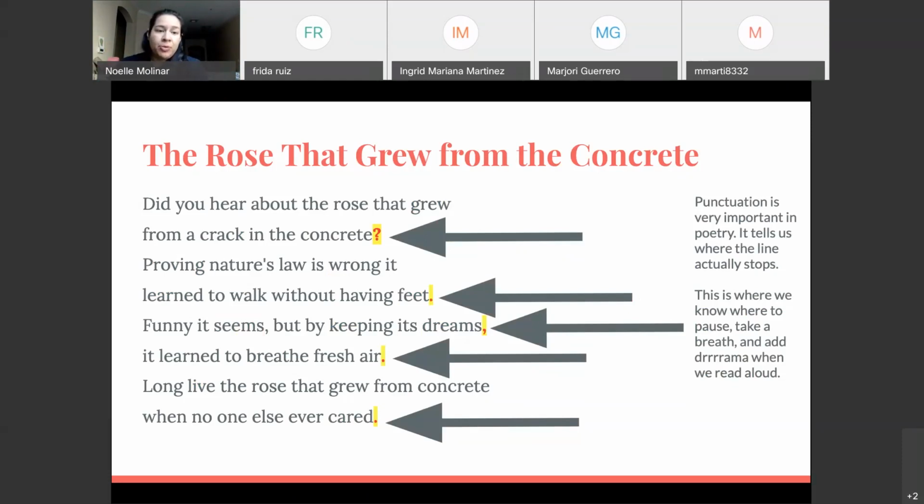So instead of saying proving nature's law wrong, it learned to walk without having feet. So that pause after it sounds weird. And of course, right now it's very long. I'm doing it in a very dramatic way. But we need to hear those pieces all together. And again, it's like music where if the beat is off, it doesn't sound right.